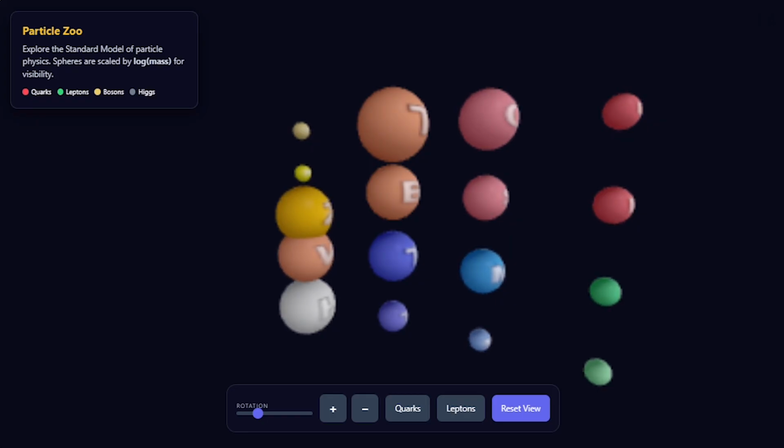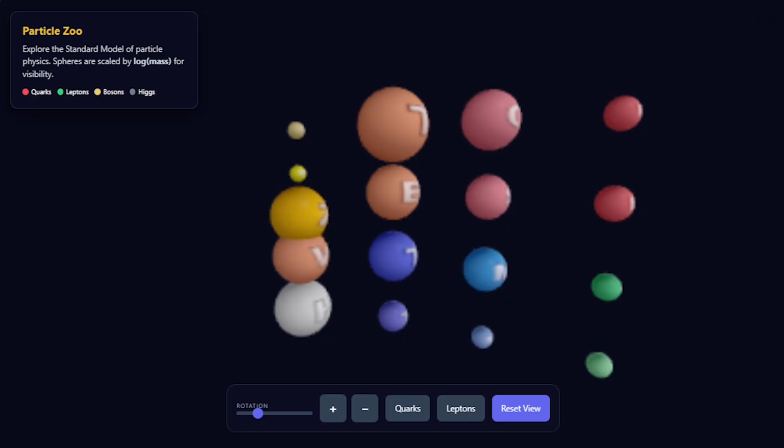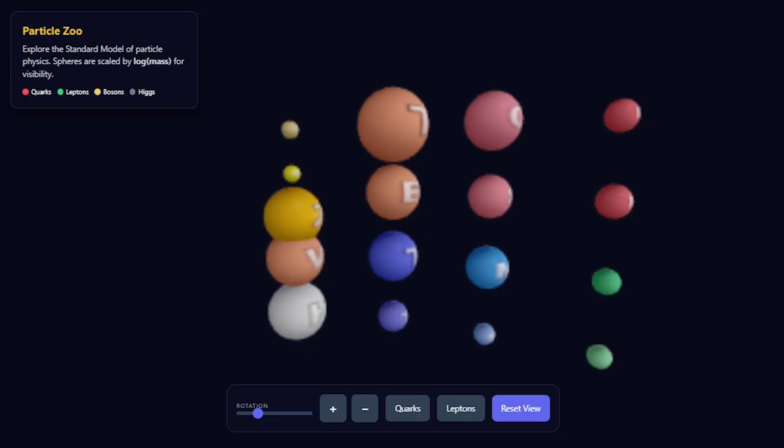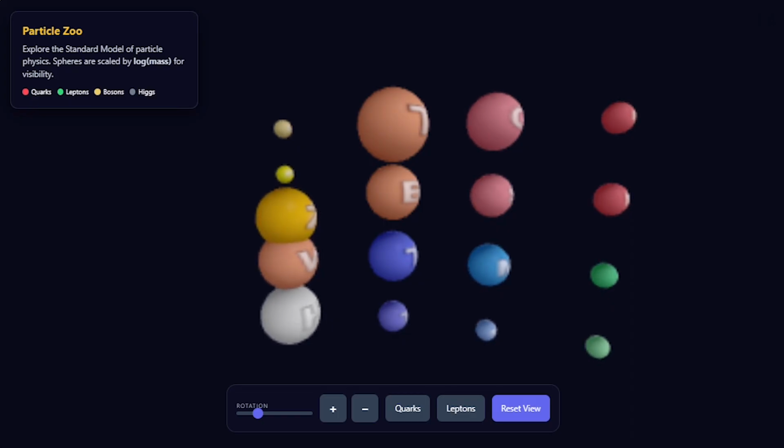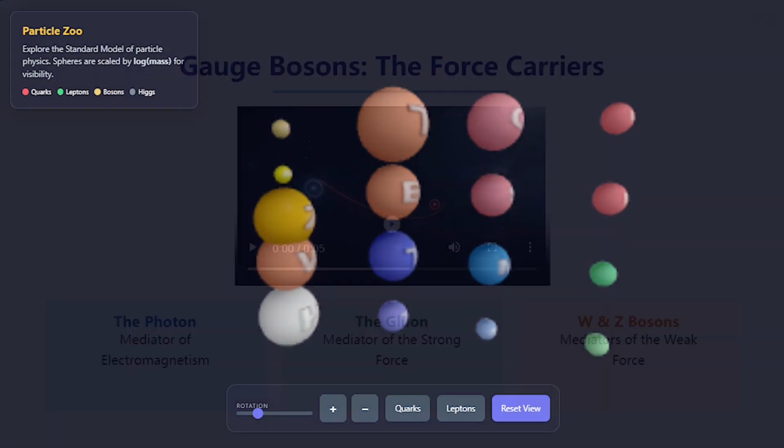angles. Now, let's shift our focus to the bosons, which are the force-carrying particles of the Standard Model. The Higgs boson is unique because it is associated with the field that gives mass to other fundamental particles. Try clicking on any individual particle to see its specific properties like electric charge and spin.